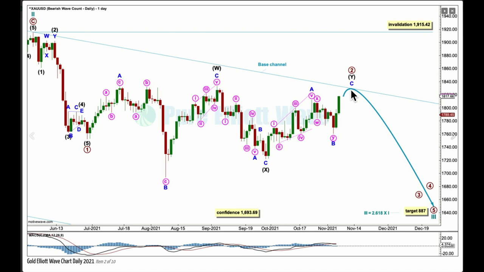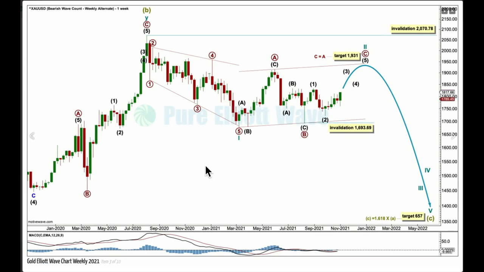above 1915.42. If it does find resistance at the upper edge of the base channel, then intermediate Y will end pretty much at the same level as intermediate W. The whole double combination will have a really typical look and would achieve its purpose of taking up time and moving price sideways. At the weekly chart level, this is an alternate wave count, which is also bearish.